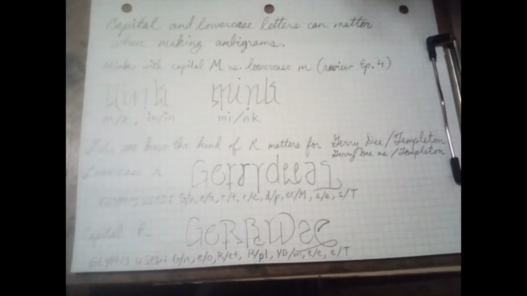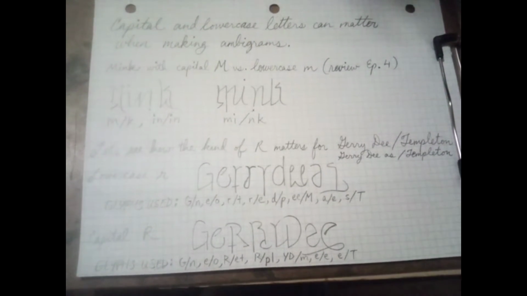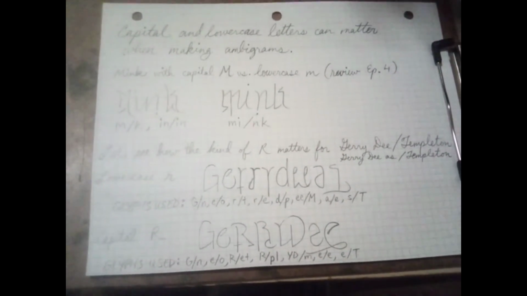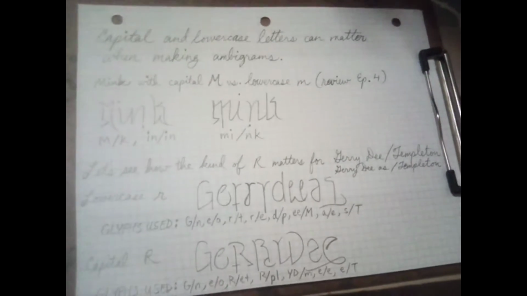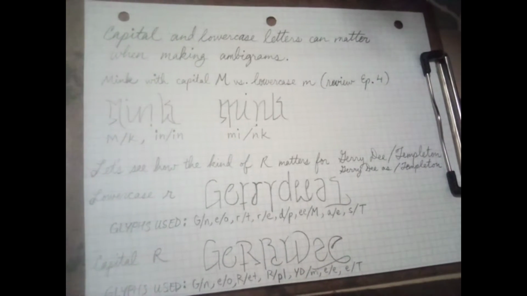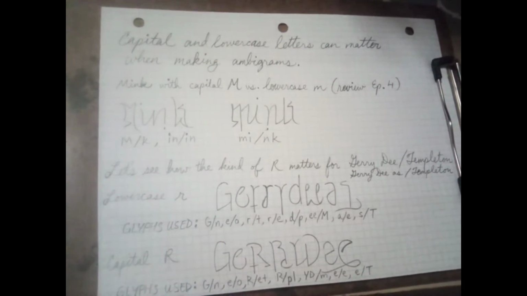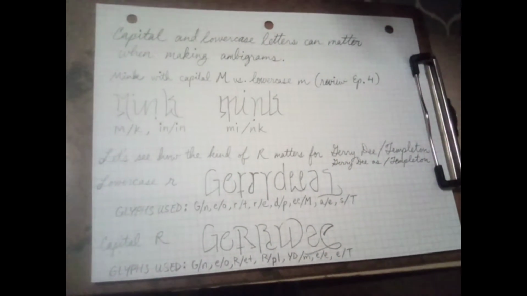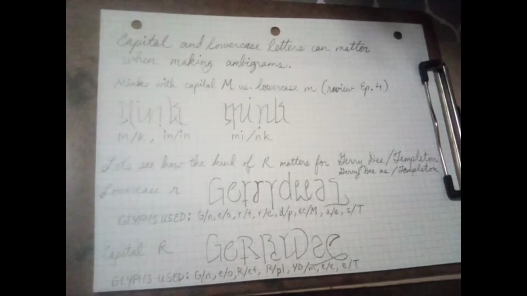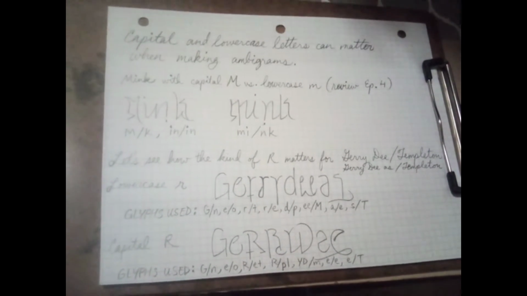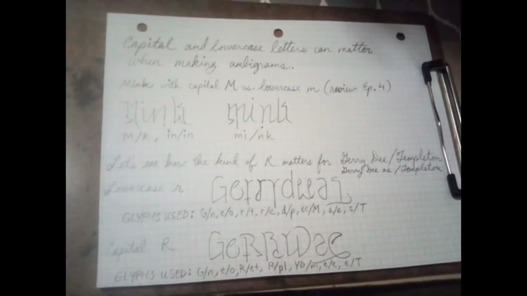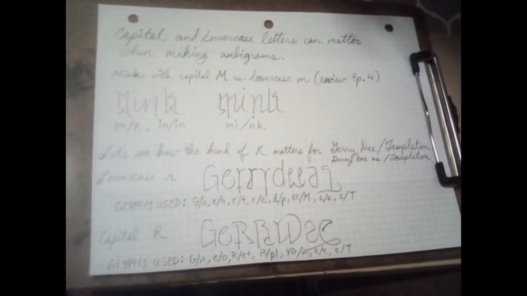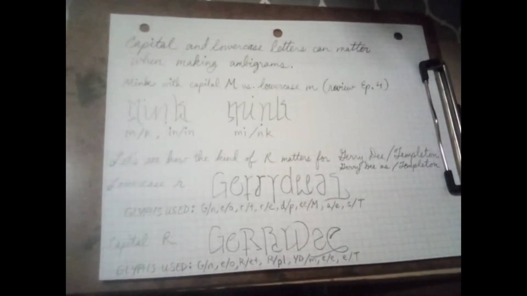In this episode's honorable mentions, let's take a look at how capital and lowercase letters can matter when drawing your ambigrams. As a recap, we learned about capital M and lowercase m making a difference in the Mink ambigram. Let's see how the type of R in Gerry Dee matters for an ambigram of his name, so it says the name of his role, Templeton. Officer Templeton Dudge.